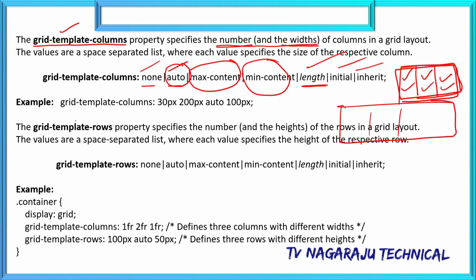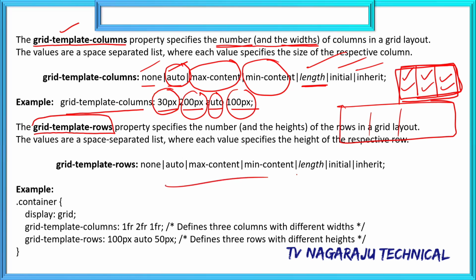See this one, grid template columns with four values. The meaning is 4 columns are created in the grid. This is the size, that is the width of column 1. This is the width of column 2, width of column 3, column 4. In a similar fashion, you can use grid template rows as usual: the number of rows along with the width of each row.